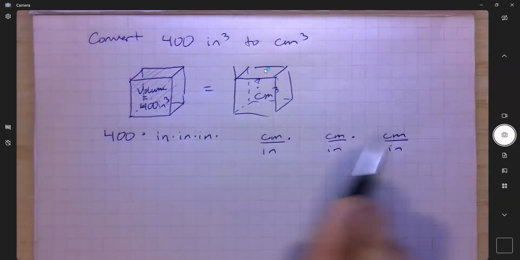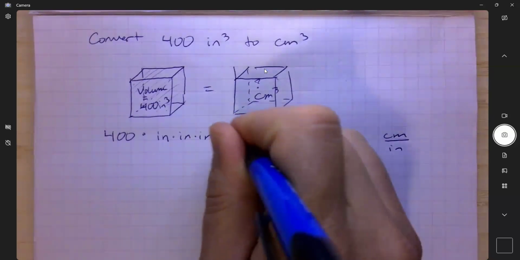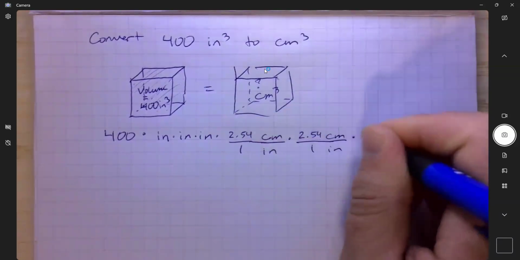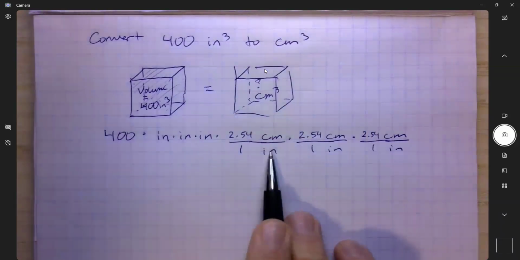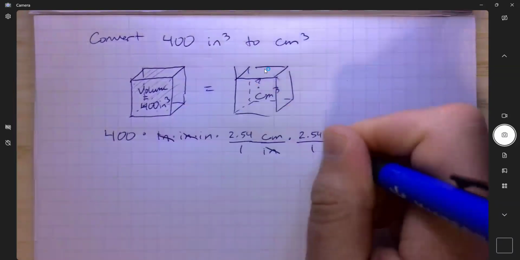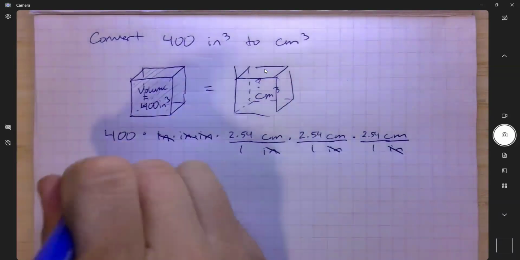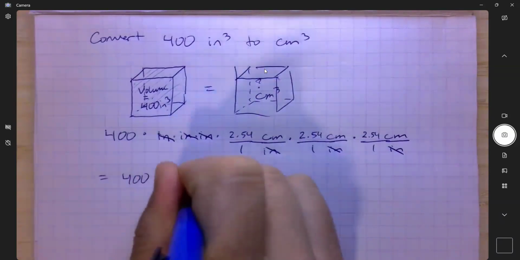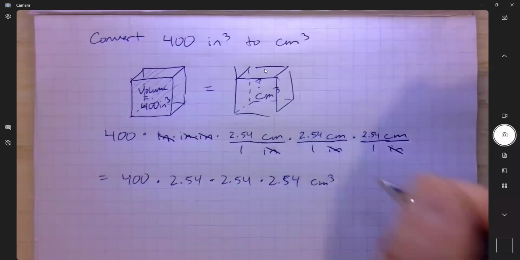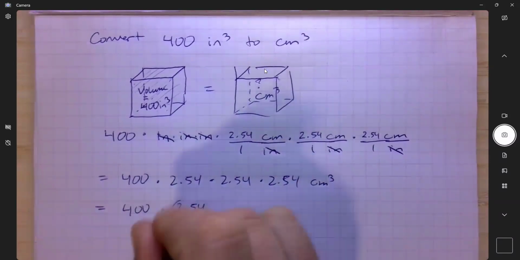Inches cubed to centimeters cubed means I'm going to need this conversion factor 3 times. There are 2.54 centimeters in an inch, and so I just need to have that conversion factor 3 times. And here's where our exponentials come in. Inches cubed on top are going to cancel with the 3 inches on the bottom, leaving me 400 times 2.54 times 2.54 times 2.54 centimeters cubed, which we would usually write as 2.54 cubed.